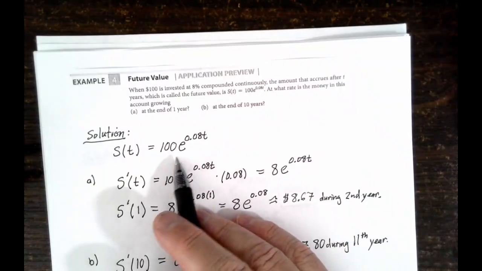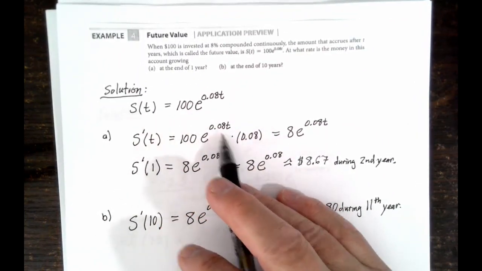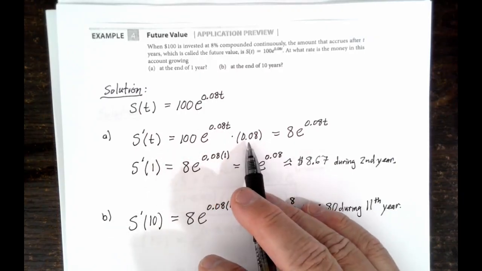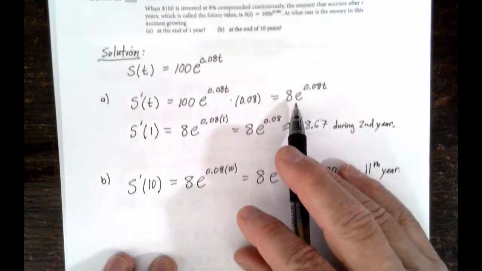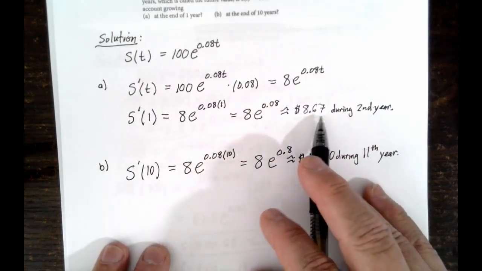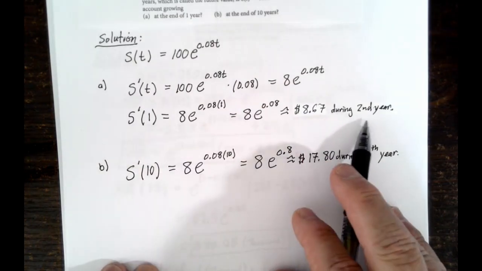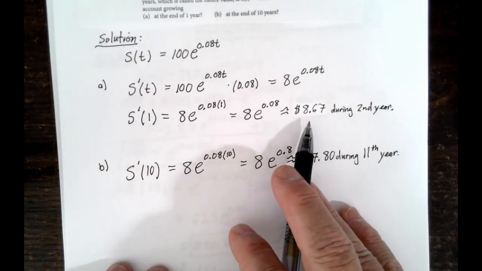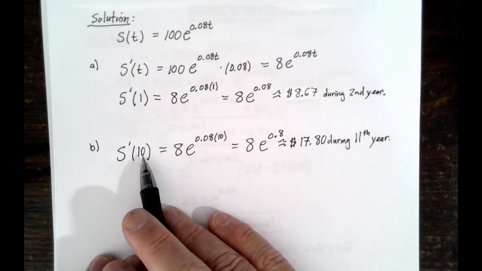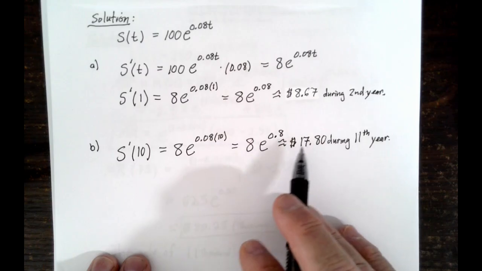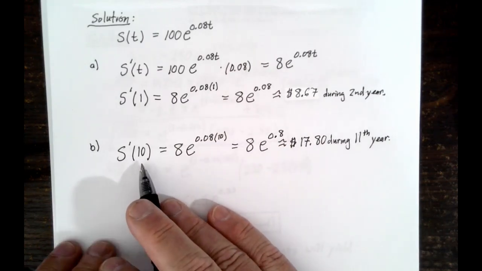They ask you to take the derivative of this exponential function, so you get 100 e to that power times the derivative of the exponent, which is 0.08. And then 0.08 times 100 is 8, and so there's your derivative. You plug in 1 and you get $8.67, which means after the first year or during the second year, this is how much money you'll accrue, or how much money will grow. And then plugging in 10, you get this number here, and that's the amount of money that will grow in the 11th year. Remember, it's always the next one after what you plugged in.